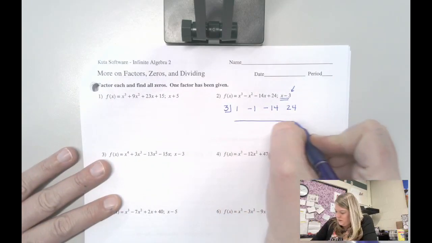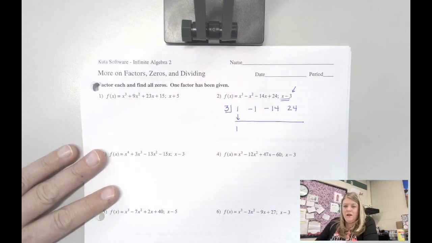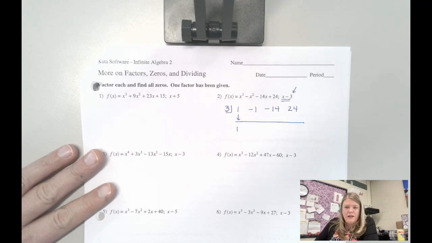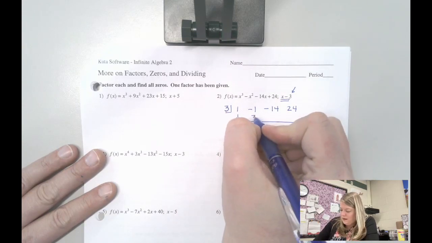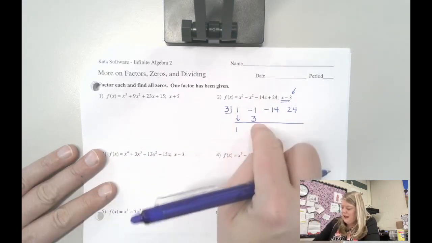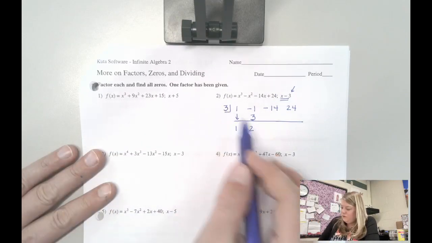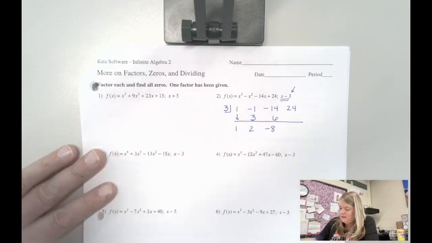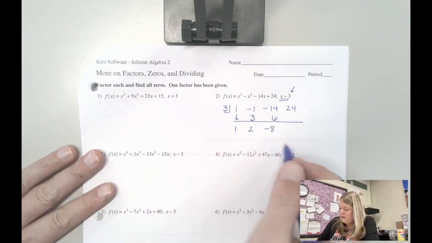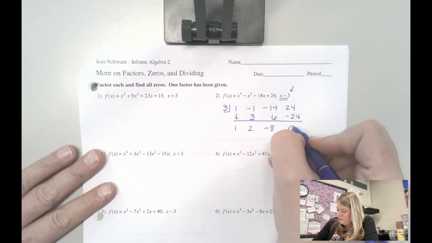Leave a line of space, drag down the first term, okay? If you want, pause the video now and try to get a head start and then turn it back on and see how you did. But I'm going to go 3 times 1 is 3 and write that number right here. And then I'm going to add together. So negative 1 plus 3 is 2. 3 times 2 is 6. Negative 14 plus 6 is negative 8. Okay, 3 times negative 8 is negative 24, and 24 plus negative 24 is 0.